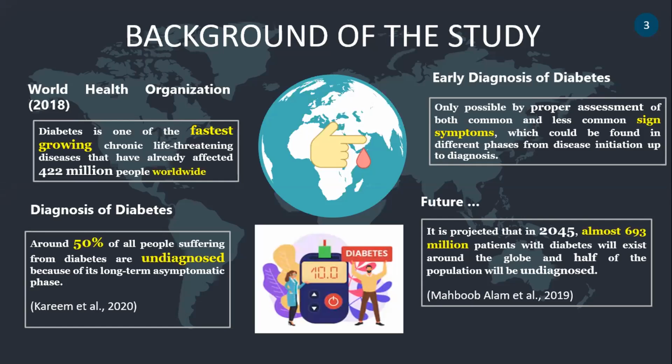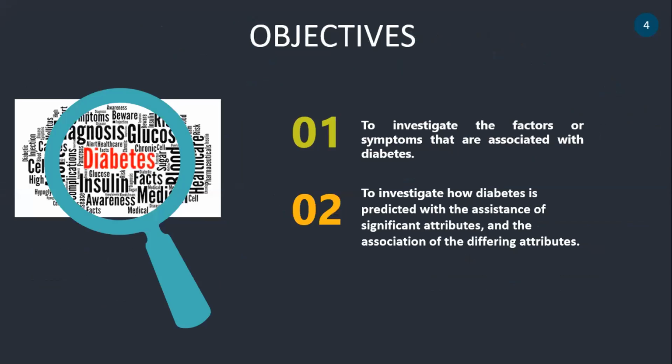In future, it is predicted that about 20 to 25 years from now, there will be almost 693 million, about double the number now, of diabetes patients around the globe, with half of the population undiagnosed. So the objective of the study is to investigate the factors or symptoms that are associated with diabetes, and also to investigate how diabetes can be predicted with the assistance of significant attributes and the association of differing attributes.